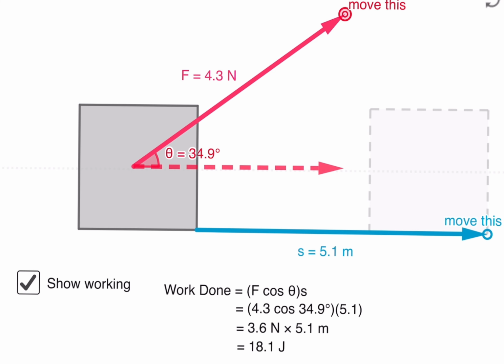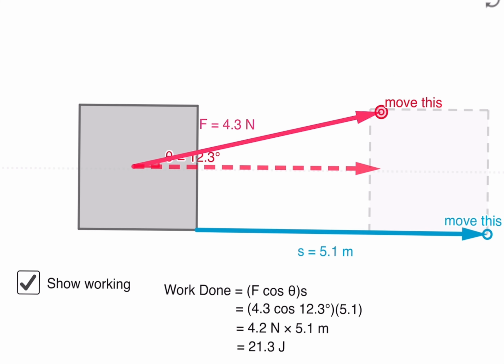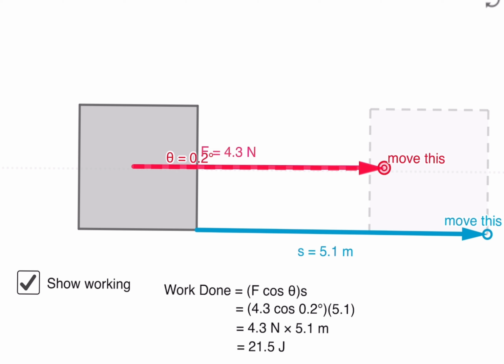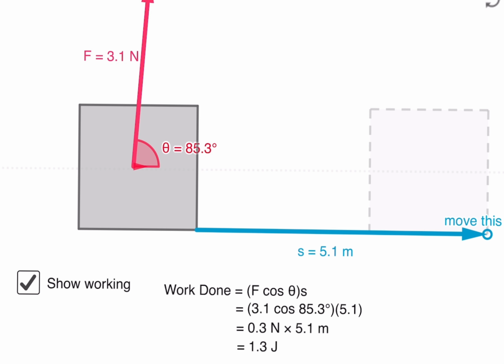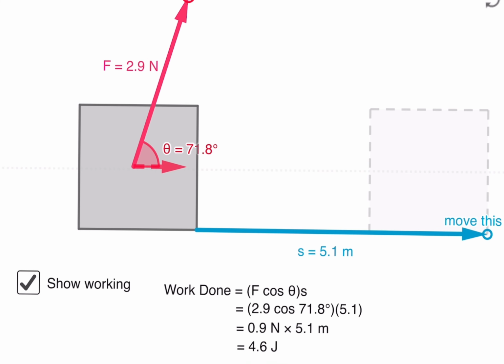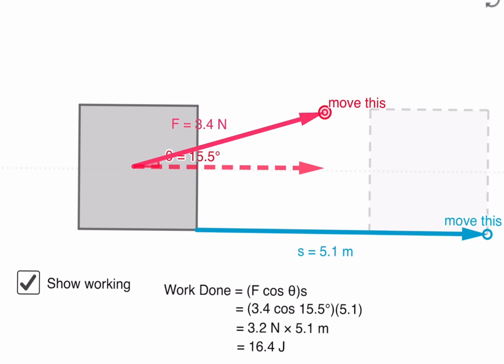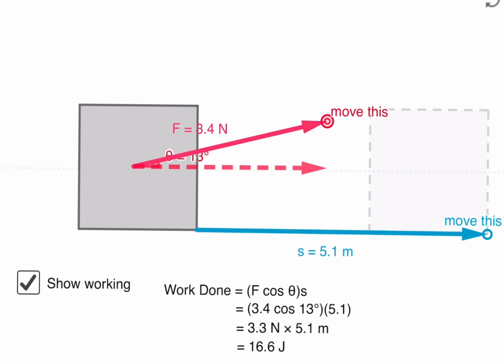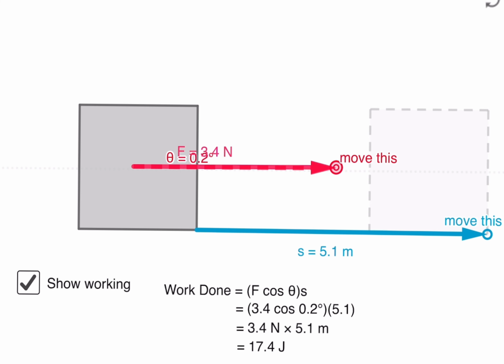And if you decrease the angle, you can see that the work done will be more and more. So when you have the force exactly in the direction of the displacement, you will have the maximum work done. But when you increase the angle, somewhere here, you can see that the value is decreasing. So it is very important to understand the situation of the force and its component. And when you change the component, that is, when you change the angle, the value of the work done changes.